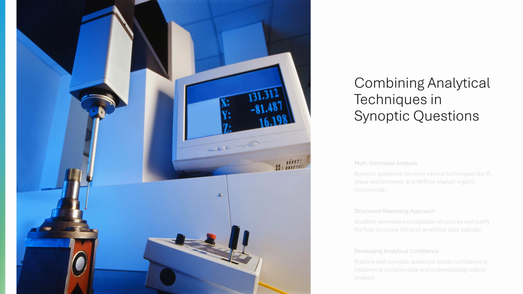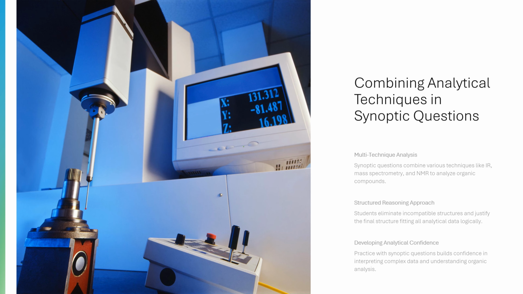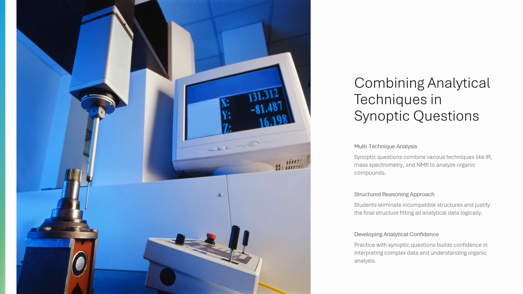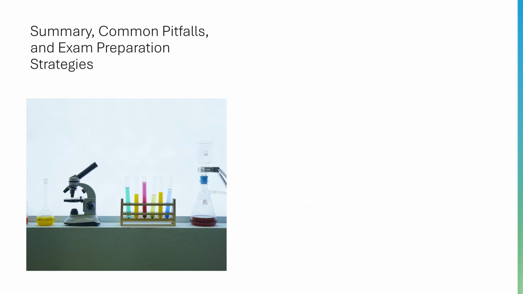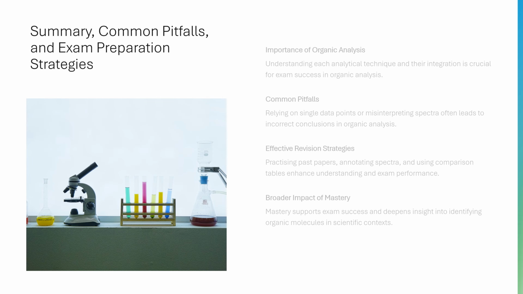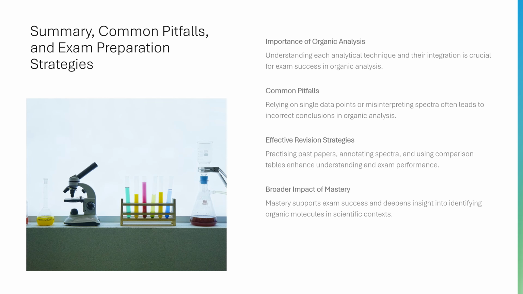Typically, students may be given results from functional group tests, chromatography, IR spectroscopy, mass spectrometry, and NMR spectroscopy. Each technique provides a piece of the puzzle. For example, IR spectroscopy may identify a carbonyl group, mass spectrometry may give the molecular mass, and NMR spectroscopy may reveal how carbon and hydrogen atoms are arranged. A strong understanding of each analytical technique and how they work together is essential.